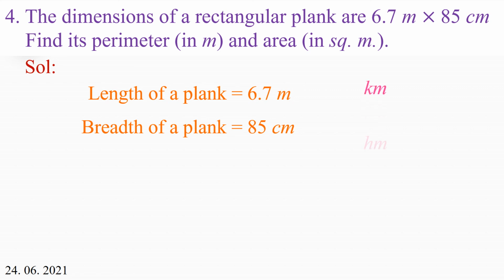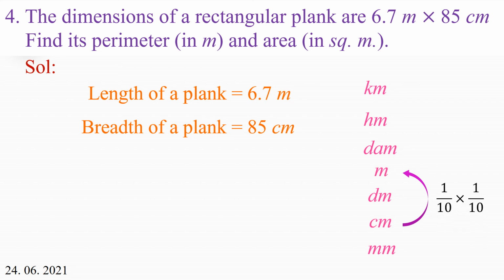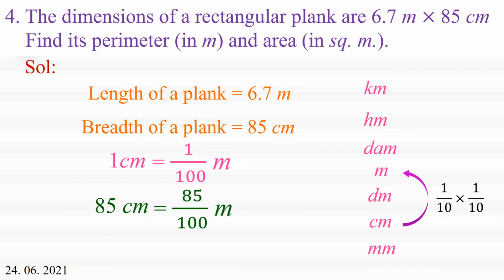So first we want to write formula. Here centimeter convert to meter. We have to move 2 steps upward. The formula is 1 centimeter equal to 1 by 100 meter. Now substitute the value. 85 centimeter equal to 85 by 100 meter. The decimal point moves 2 places to the left. We get the answer is 0.85 meter. Breadth of the block equal to 0.85 meter.